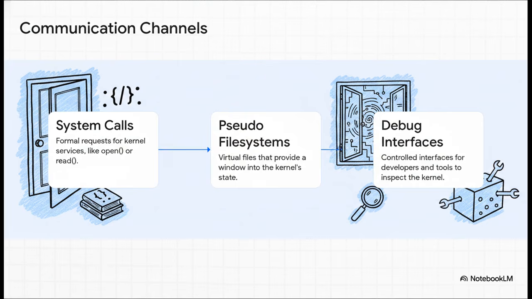First up, you've got system calls. Think of these as the official front door. An app uses a system call to formally ask the kernel for a service, like, hey, please open this file for me. Second, there are pseudo file systems. These are kind of like special virtual files that act as a window, letting us peek into what the kernel is doing. And finally, there are very controlled debug interfaces, which let developers and their tools safely inspect the kernel.